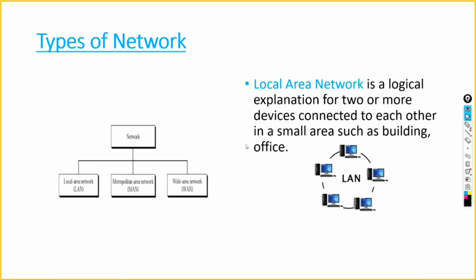So if you are at home, you have your router, right? All the devices which are connected inside that, you have a computer, you have a printer, your mobile device, all those things form a LAN. So any devices which are connected within the same building, office or premises are termed a LAN, local area network.